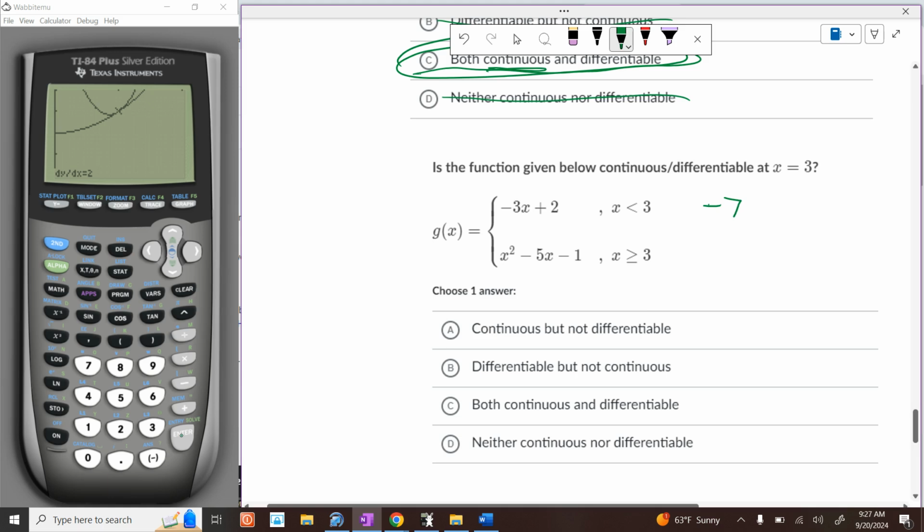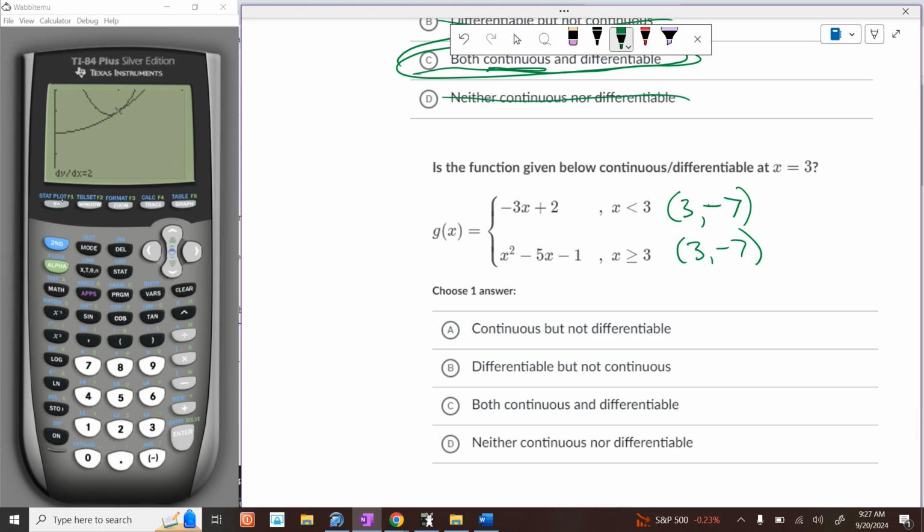So this is the point (3, -7) where it ends. And then if we put 3 into here, we get 9 minus 15, which is what? What's 9 minus 15? -6 minus 1 is -7. So this is (3, -7). So for both graphs, we get the same point. So it is continuous.